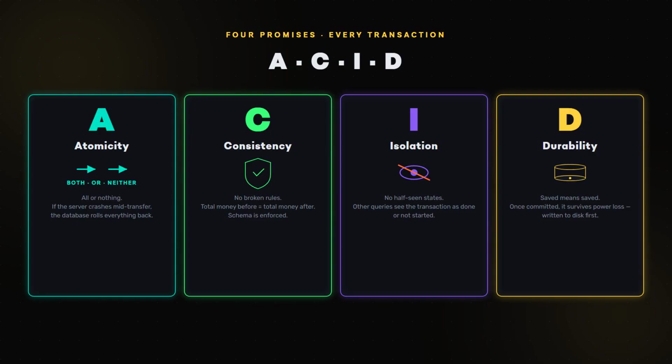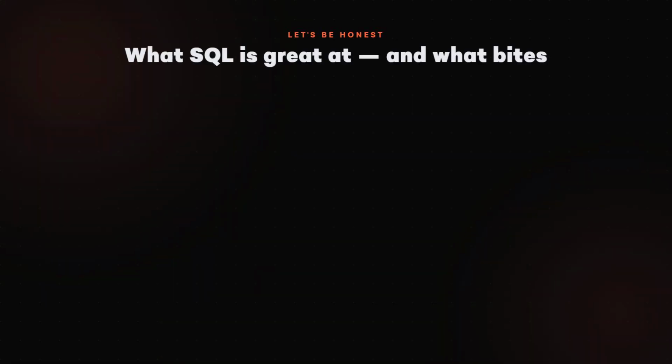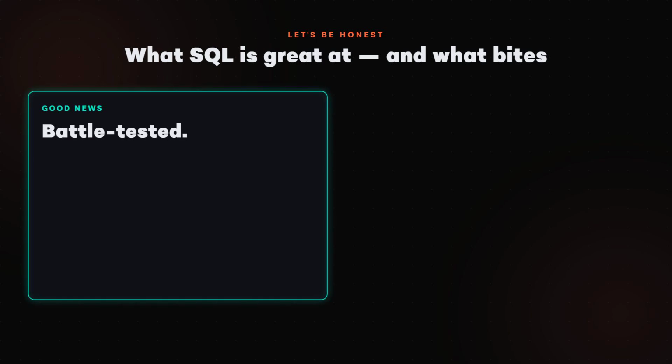Durability. Saved means saved. Once the database confirms your transaction, even if the power dies a second later, that change survives. It's written to disk before the confirmation goes back to your app. All four together, every transaction, that is the SQL promise.